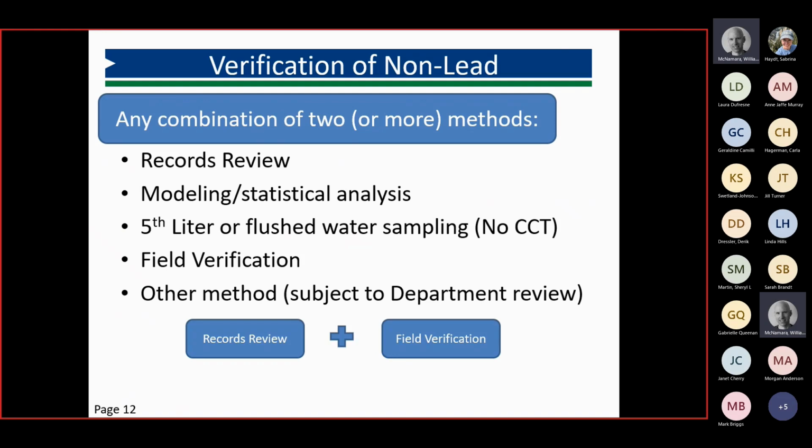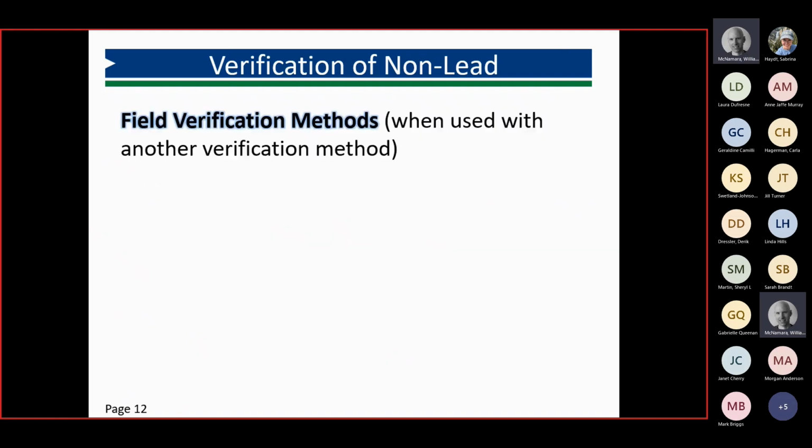As an example, most frequently we'd see a records review in combination with a field verification to verify that the record is correct. It could also be a mixture with other methods, and here's where modeling comes into play as well. We're going to talk a little more about statistical analysis and what that means here. So those are the combinations.